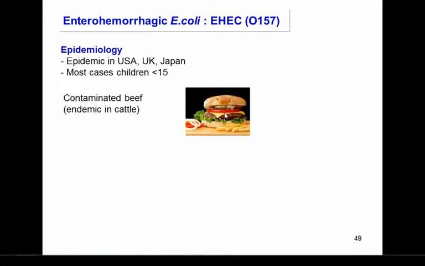Because you've got the meat, it's all ground up. Bacteria that are on the outside can be transported into the middle of the hamburger. And when it's fried up, it's only cooked on the outside. So bacteria that are in the middle can be protected from the heat. So hamburgers can be dangerous for this one.